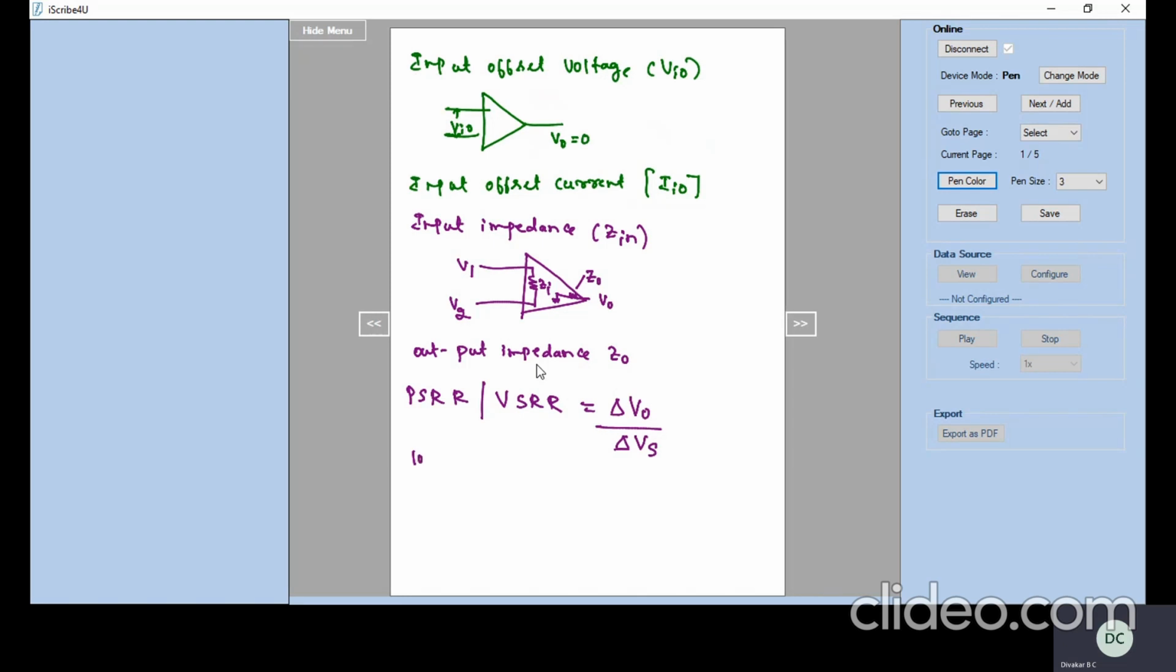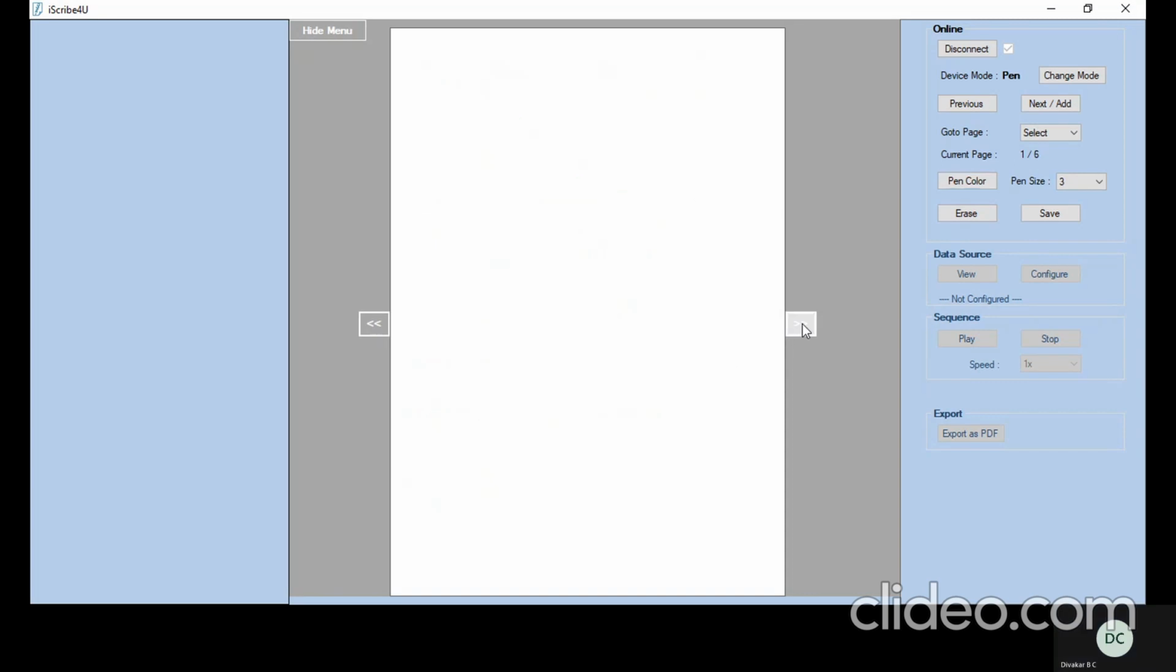And the next one is the tenth one, gain bandwidth product. Before going to the gain bandwidth product, bandwidth is the range of frequencies over which the amplifier performance is satisfactory, called the bandwidth. And the gain bandwidth product is the bandwidth of an op-amp when the voltage gain is unity. So next topic, let us consider the virtual ground.